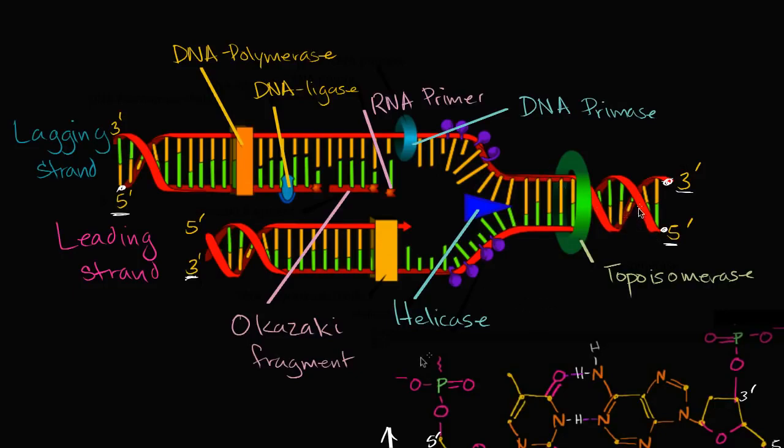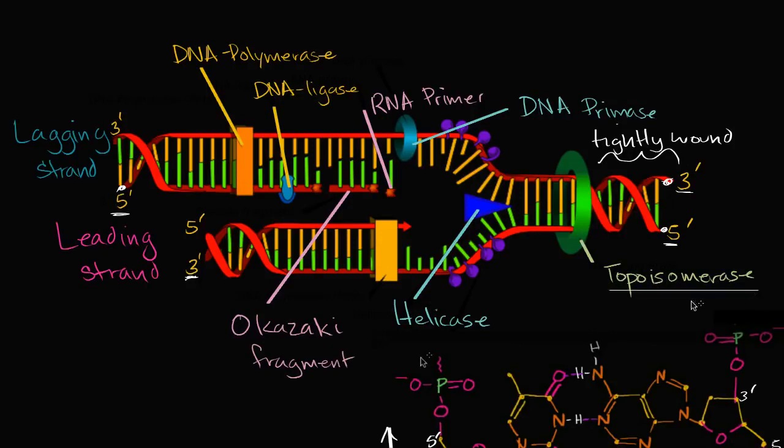So the first thing that needs to happen right over here is that it's all tightly wound. So let me write that. It is tightly wound. And it actually turns out the more that we unwind it on one side, the more tightly wound it gets on this side. So in order for us to unzip the zipper, we need to have an enzyme that helps us unwind this tightly wound helix. And that enzyme is the topoisomerase.